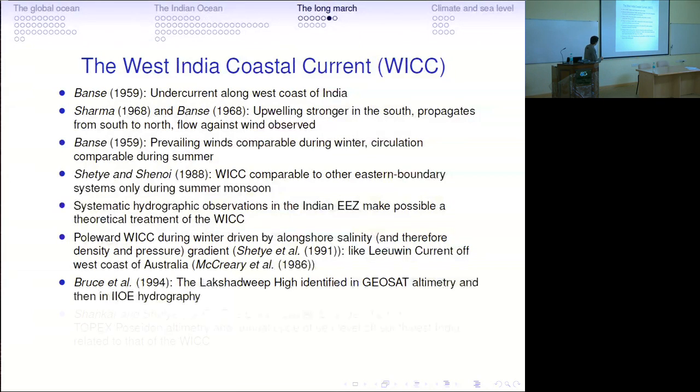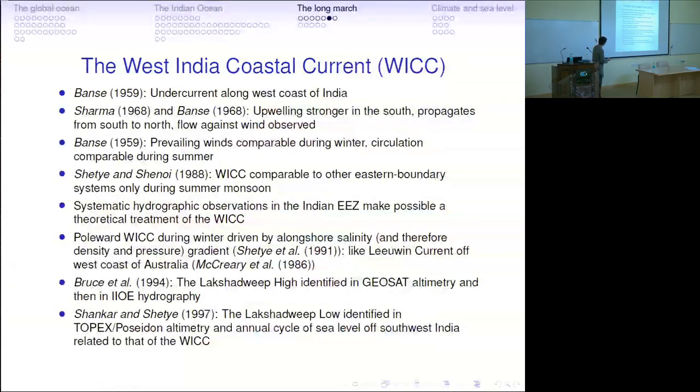Bruce et al. in 1994 identified what they called the Lakshadweep high. It was an altimetric feature, in geosat altimetry. It was the predecessor of Topex Poseidon, and then in situ hydrography. So they first identified the sea level high in satellite altimetry, then they went back to the data from the 1960s. And lo and behold, you could actually see that feature in the hydrographic data. You had a thermocline dome where you expected it.